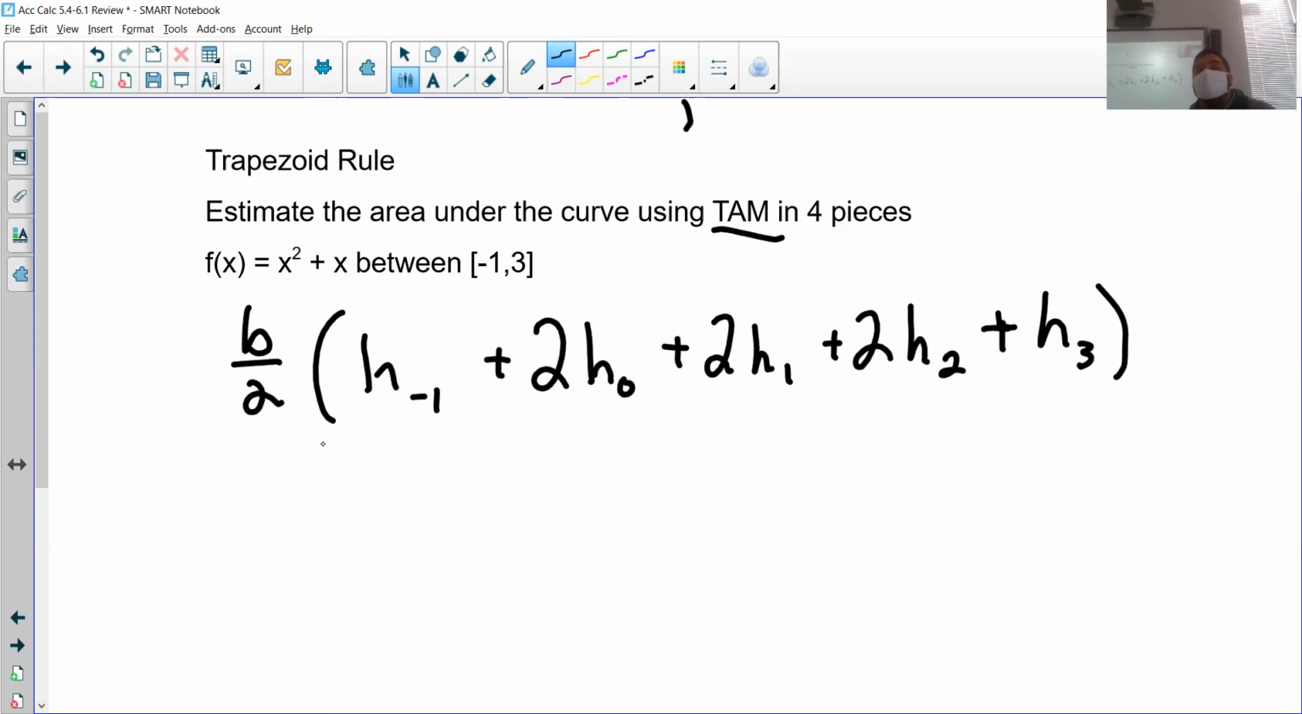Oh, so the x's would be what? Your heights at that point. How do you find the height at that point? You're going to plug it into the equation over here that gives you the height, or where it is on the curve. So for h of -1, I'm plugging into here. I'll do this one in red. -1 squared plus -1.